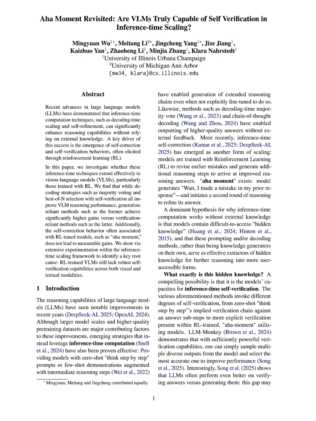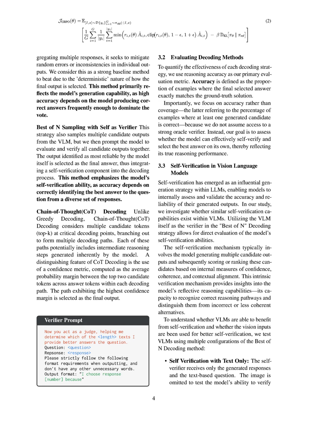The self-verified best-of-n approach operates by first generating multiple candidate outputs from the vision language model, VLM, based on a given input. Specifically, the model samples a set of diverse responses, which allows it to explore various potential answers. Next, the model acts as its own verifier by evaluating these generated candidates, scoring them based on internal measures of confidence, coherence, and contextual alignment. The output identified as the most reliable by the model itself is then selected as the final answer.